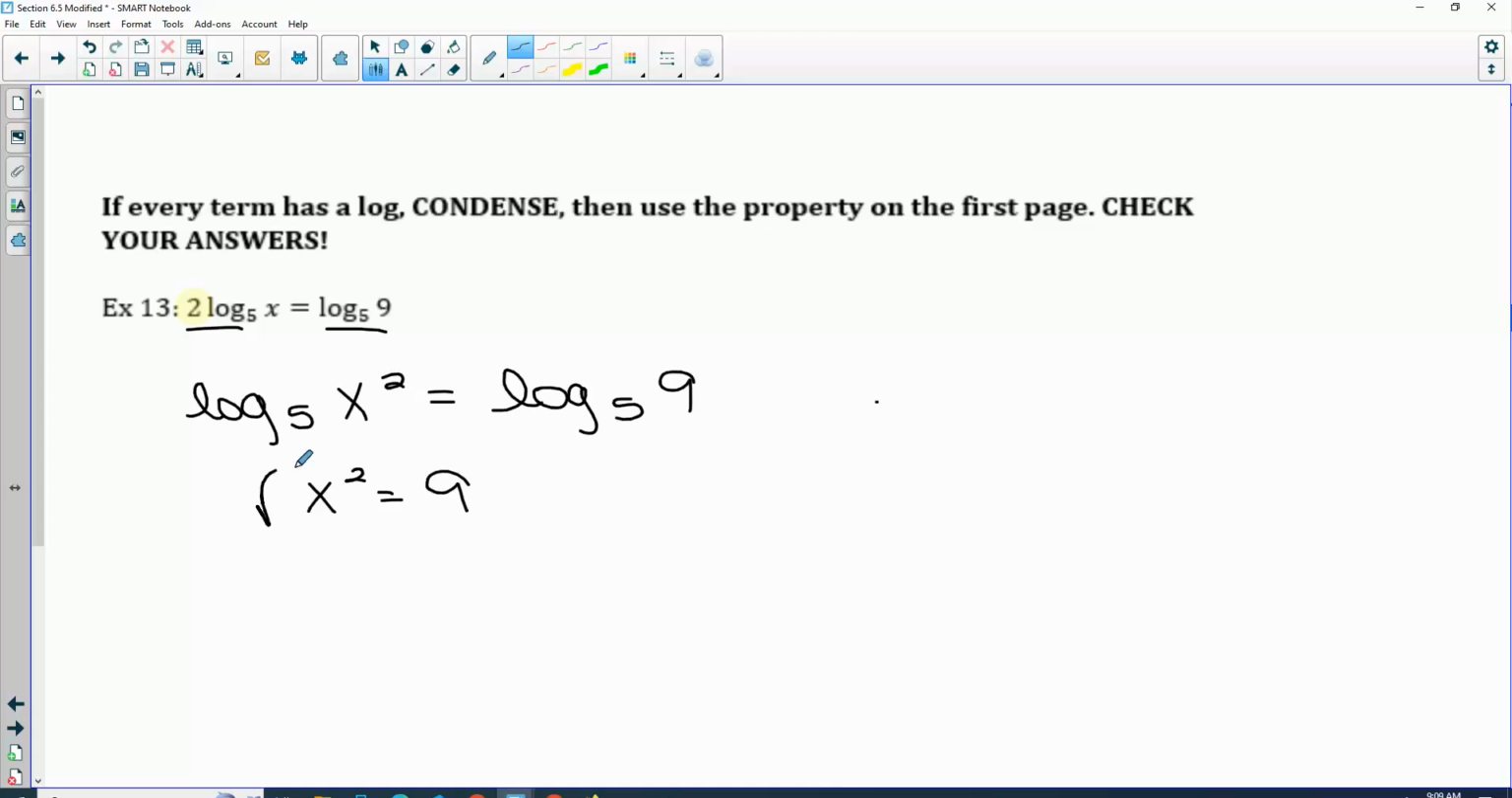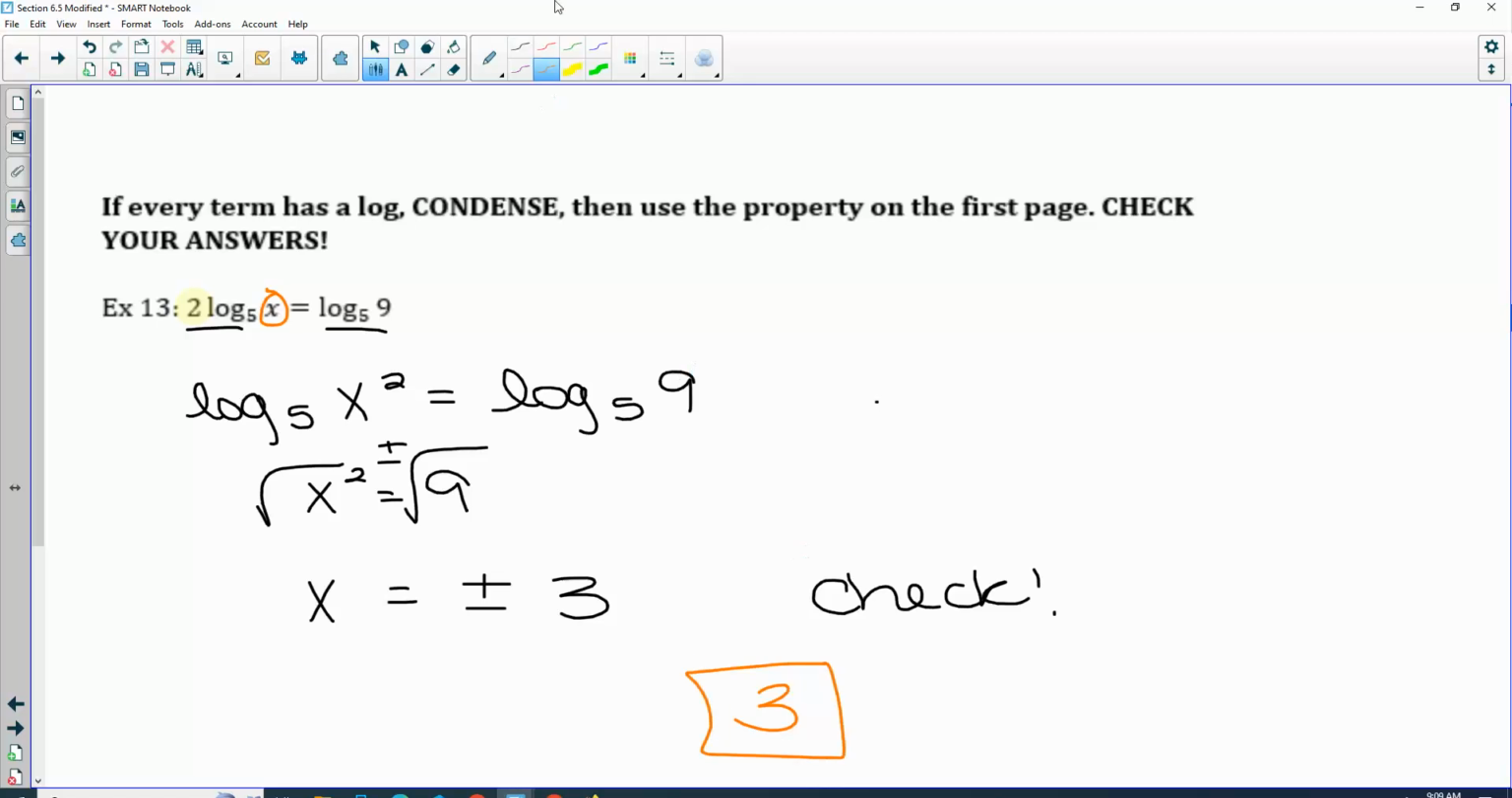To get rid of a square, we square root. Along with that, you have to do plus and minus. So you get x to be positive and negative 3. But when we check this, the argument has to be positive. If I put in a 3, that's fine, but can we have a negative 3? No. So 3 is the only answer that works.